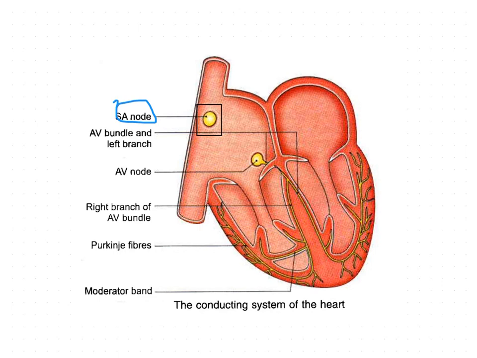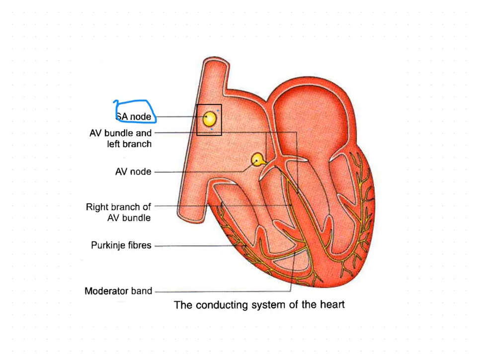This sinoatrial node is horseshoe shaped, and it is situated at the atriocaval junction, that means at the junction of the atrium and the superior vena cava, in the upper part of the sulcus terminalis. That part we have seen in the interior aspect of the right atrium.